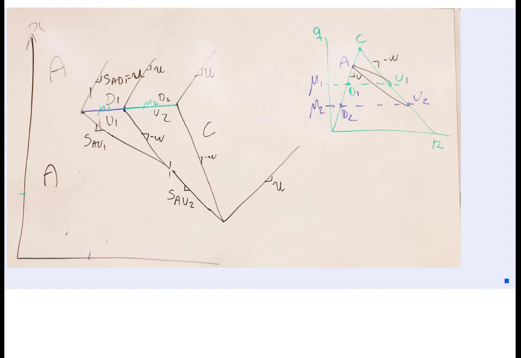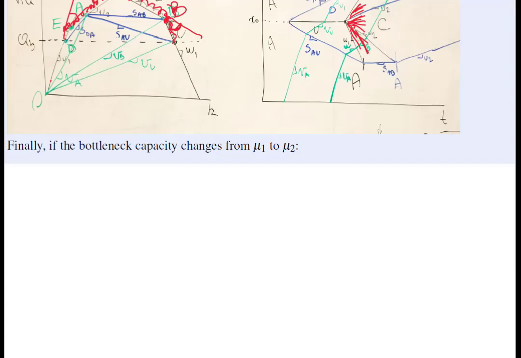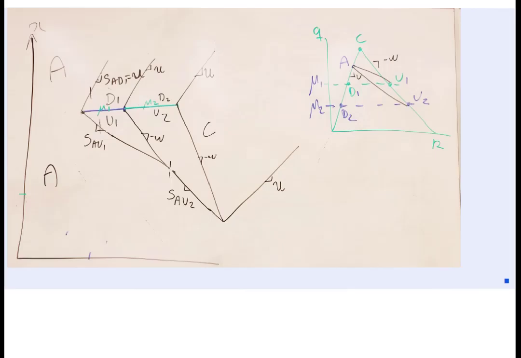Okay, what if the bottleneck capacity changes from mu1 to mu2 in the middle there, and we're back to the triangle diagram. For example, you have the first incident, and then at this point maybe the hero unit came in and blocked another lane for a little while, so it causes the capacity to drop a little bit. And then they remove the whole incident.